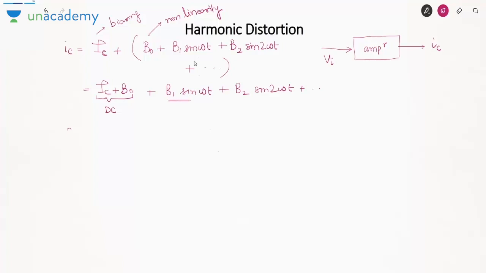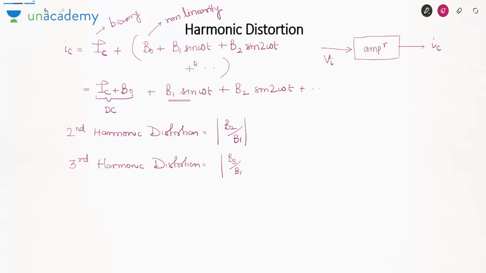So we define terms like second harmonic distortion. This second harmonic distortion is nothing but the magnitude of B2 by B1. Then we define third harmonic distortion. It is the magnitude of B3 by B1. And fourth harmonic, B4 by B1, like that.